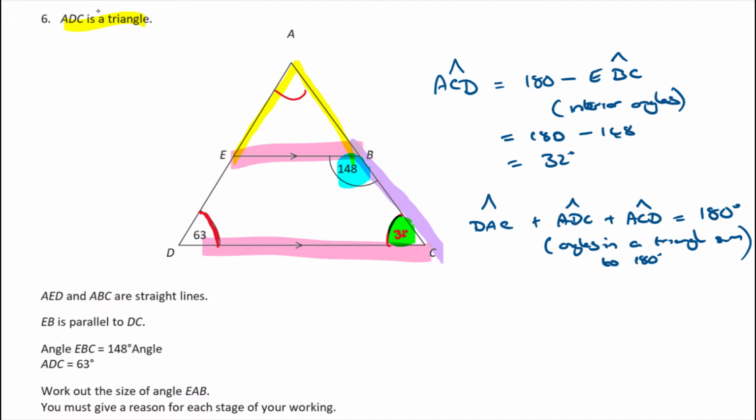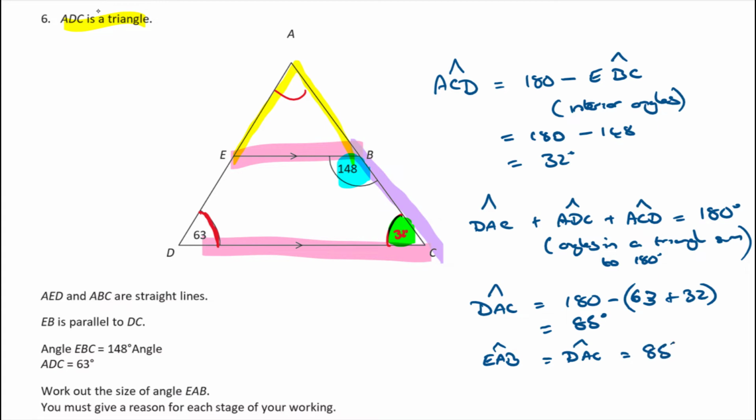Okay, so DAC, that's what I'm trying to find. So that means that angle DAC, rearranging that, is going to be 180 minus those other two, isn't it? It's going to be 63 plus 32 taken away from 180. So 63 and 32 adds up to 95. 95 away from 180 is 85 degrees. And, well, they're the same angle, aren't they? And so therefore, angle EAB, which is the same thing as angle DAC, is also going to be equal to 85 degrees, isn't it?